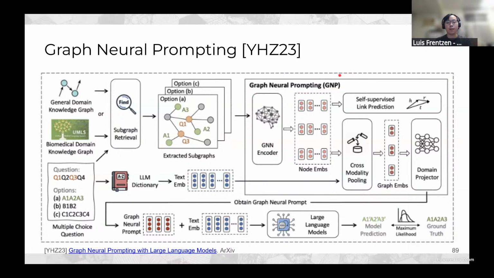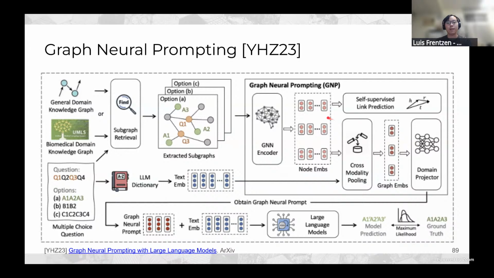They name it GNP. Basically, the inputs go through an encoder, and these encoders transform them into embeddings. Those embeddings then go through cross-modality pooling, and you have more embeddings. Then the domain projector makes sure they are compatible with the text embedding that you are going to use. So it's quite the same in principle, but they are using different components, like a separate encoder and cross-modality pooling.